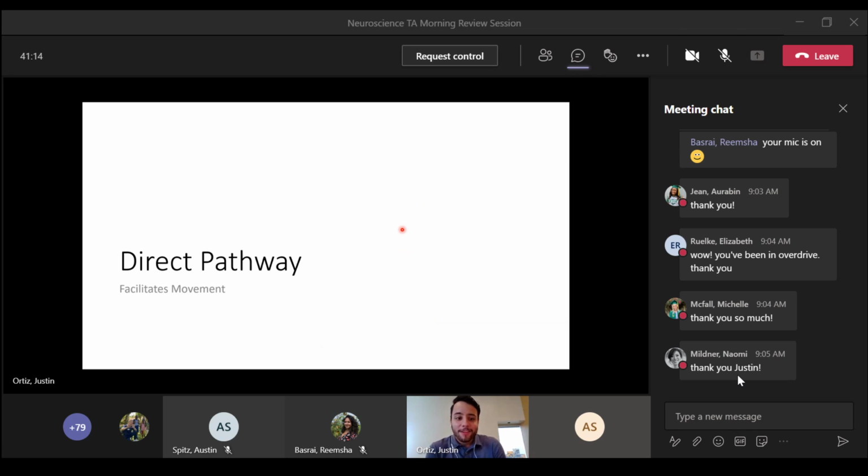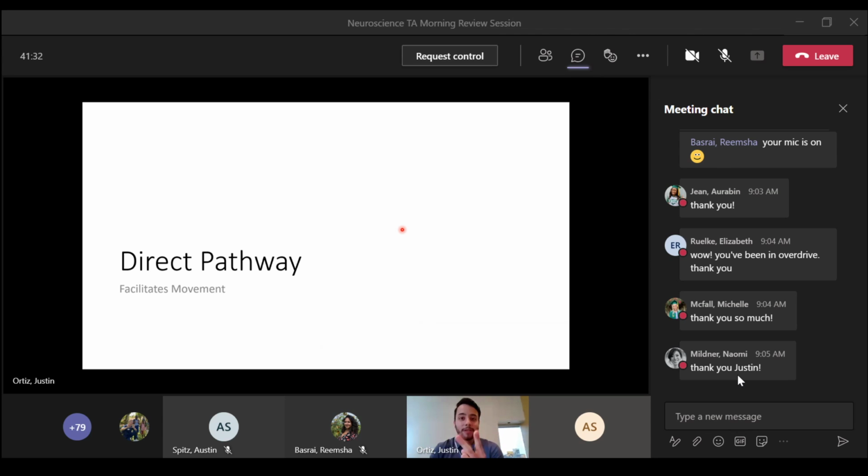All right, so we have the direct pathway. Again, remember, recap, we have our basal ganglia. It's just a bunch of structures put together: our subthalamic nuclei, globus pallidus, substantia nigra, striatum. All these structures make up the basal ganglia.